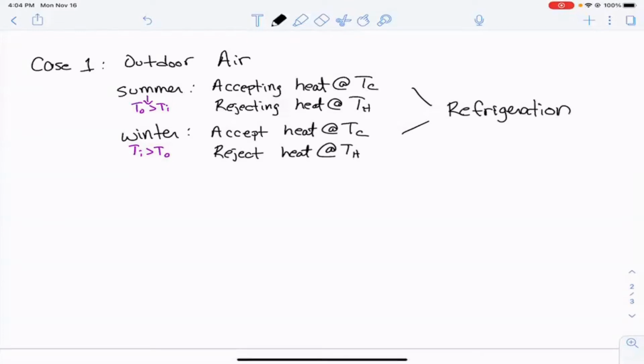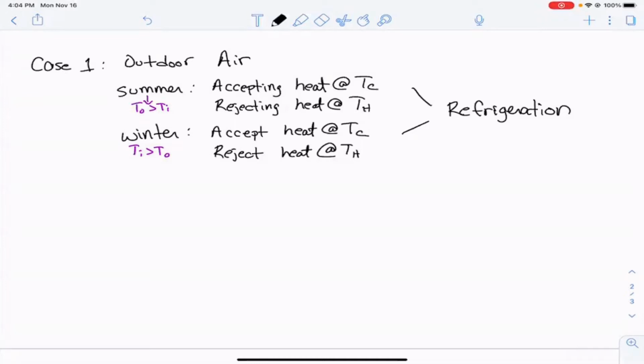And both of these configurations are exactly what refrigerators do. They're both run as a refrigeration cycle. Now, there's some plumbing that has to be done because the order of compression and expansion is going to change. But these are both refrigeration steps, and we have to keep that in mind if we were to solve problems related to using outdoor air.